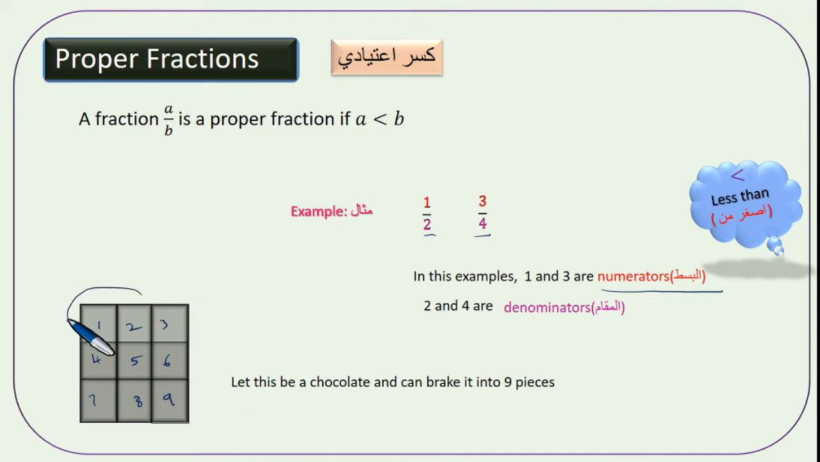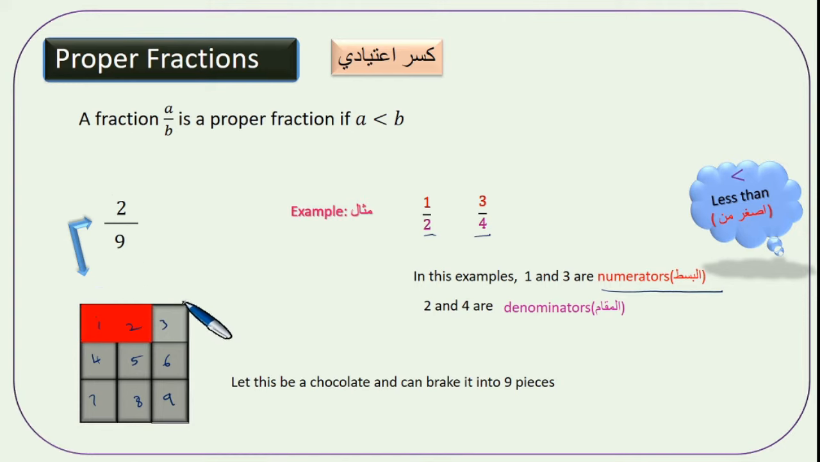Among these 9, if I take these 2 pieces, for example, how many are these? The numerator is 2, right? The top one should be 2. 2 pieces are there, and the total is 9. So the numerator is 2 over 9. The total is 9 pieces, and among this, 2 pieces are taken. So this can be written as 2 over 9.